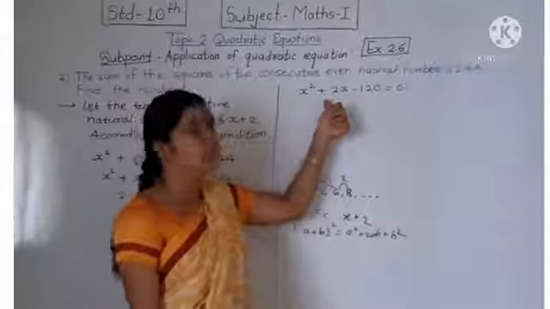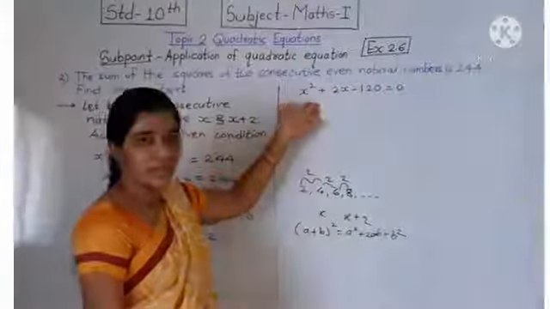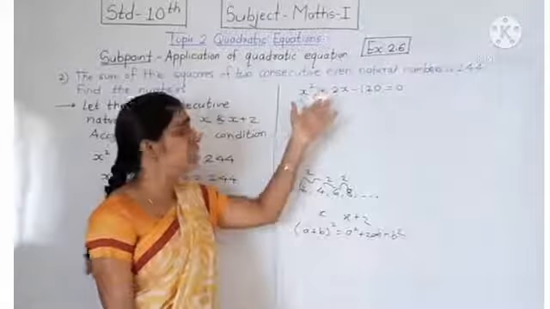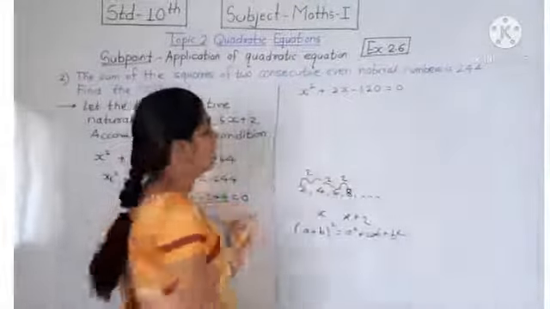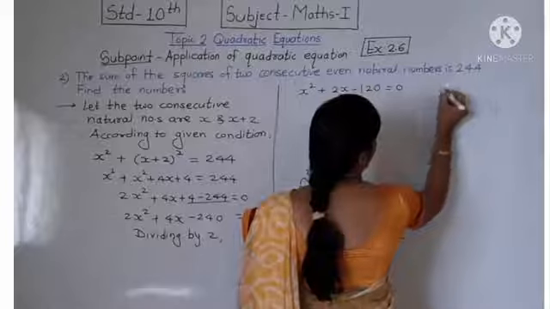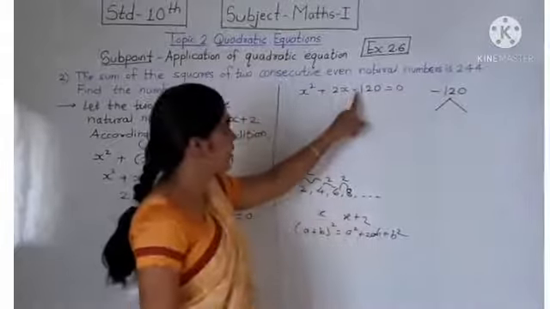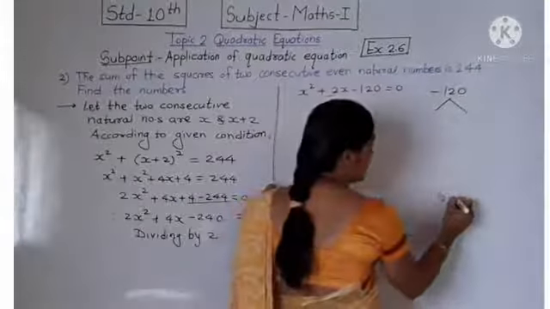Now it becomes a quadratic equation. You may solve this by any of the three methods. We had learned three methods. Here I solve by the factorization method. 120 into 1, 120, and the minus sign is there. We have to make factors of 120 such that their difference becomes 2. What are the factors of 120?